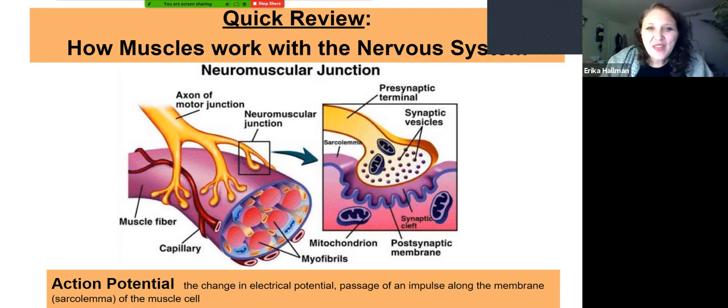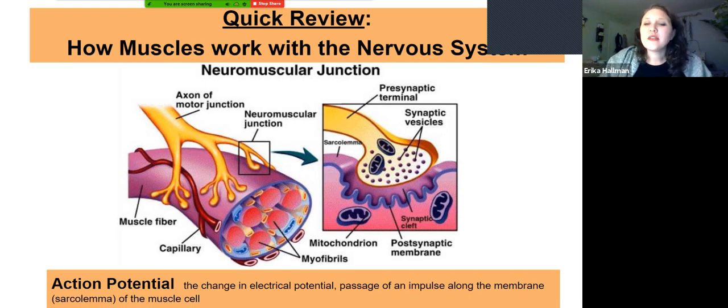You'll also notice that if we zoom into one of these neuromuscular junctions, in cross-section, we can see that the end part of the dendrite of that neuron, our presynaptic terminal, is going to have these little vesicles. And those vesicles are going to contain a neurotransmitter. That neurotransmitter, when it is connecting a nerve to a muscle, is always acetylcholine.